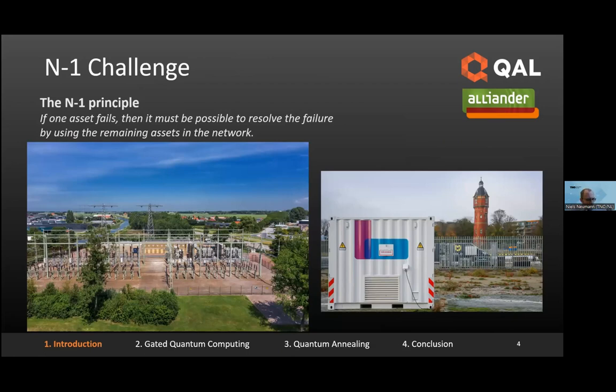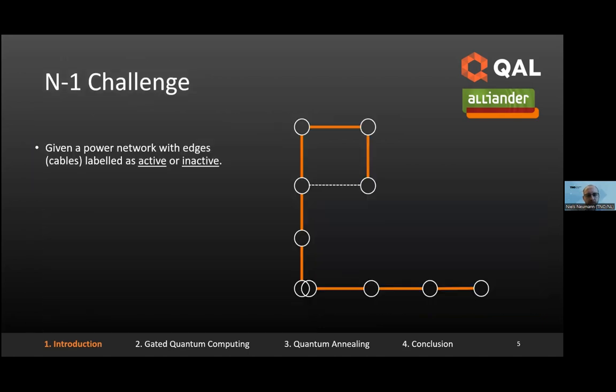Okay, the problem that we specifically focused on is the N minus one problem. The N minus one problem means that a single failure of a cable, a single cable outage, should be fixable. We should be able to reroute our network such that if a single cable breaks, we can still provide everyone with electricity with a minimal number of switches, with a minimum number of interventions, so to say.